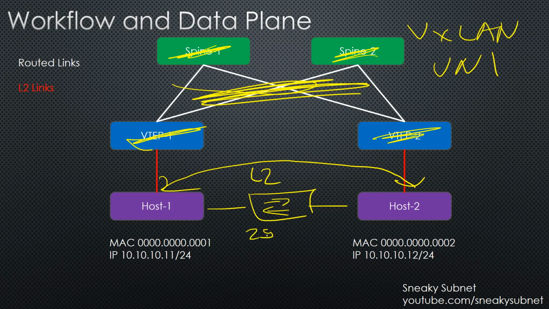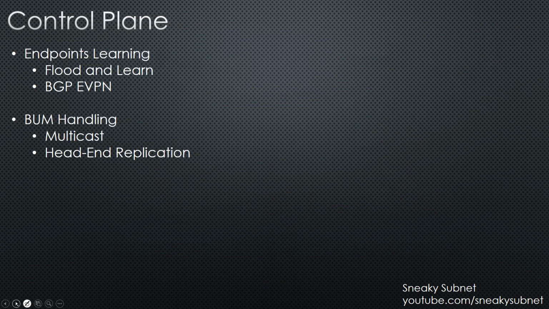I don't know, Catalyst 2960, 3750, Nexus 5K, and so on and so forth. So this concludes basic workflow and data plane for VxLAN.